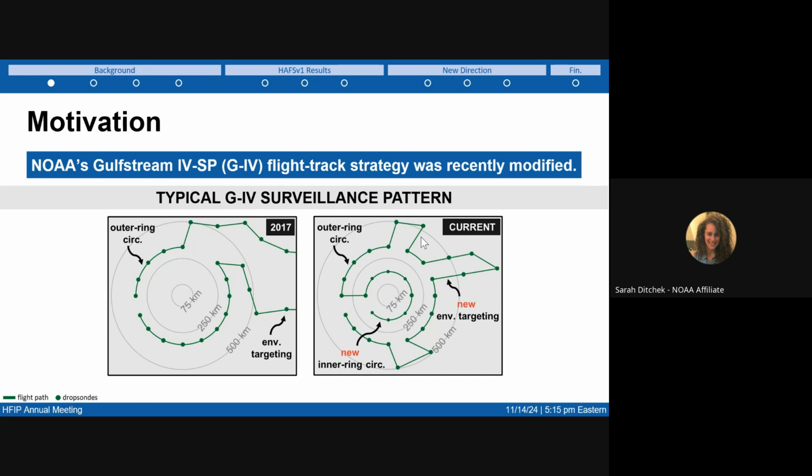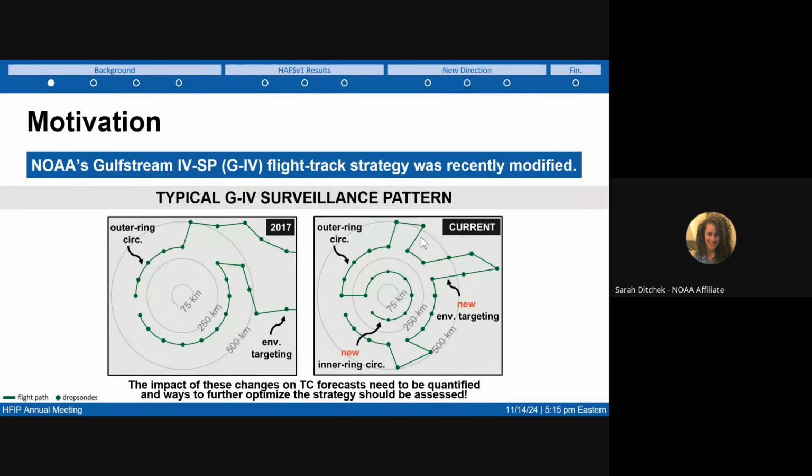Since then, there have been two main changes. The first is this new inner ring circ around 165 kilometers when possible. And the second is a new way to guide environmental targeting, which you just heard about, based on Ryan Torn's ensemble sensitivity metrics. So the impact of these changes on TC forecasts needs to be quantified so that we could figure out ways to further optimize the strategy. We could assess those ways.